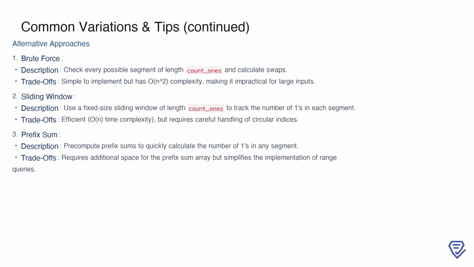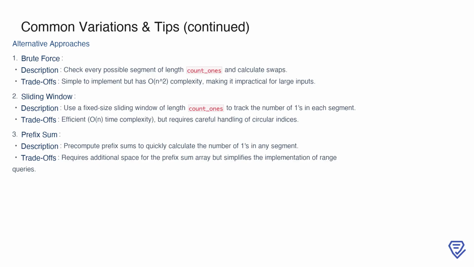A more efficient alternative is the sliding window technique, where you use a fixed size window of length equal to the count of ones and track the number of ones in each segment. This method has a time complexity of O(n), but requires careful handling of circular indices to account for the array's wraparound nature.